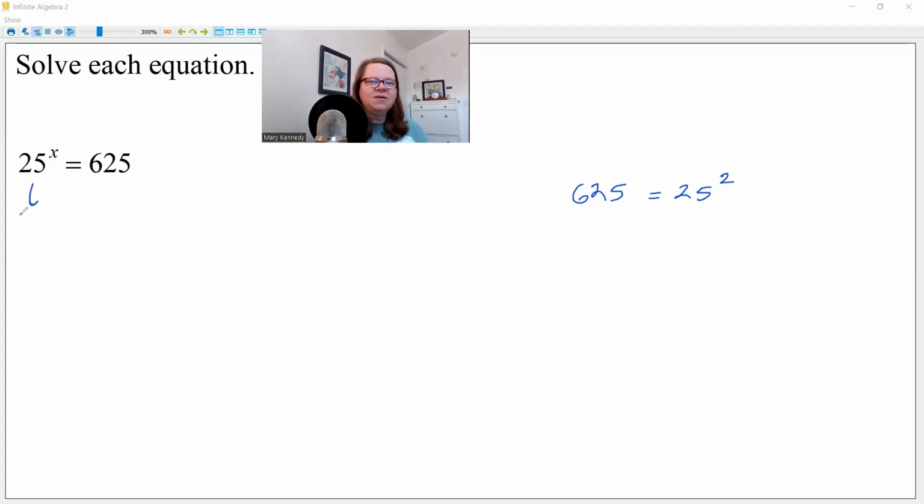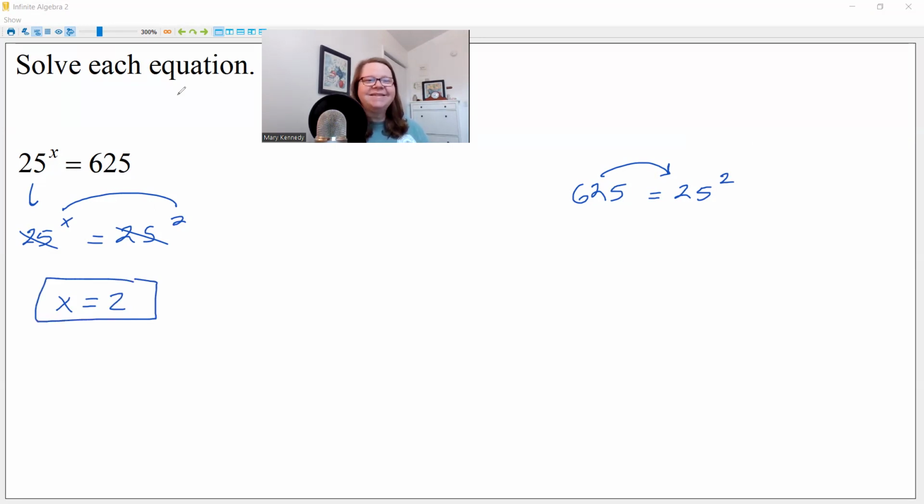So I can bring down 25 to the x like it is, and I can rewrite 625 with what it's equal to. It's equal to 25 squared. Now the bases are the same, and that means the exponents are equal. So I'm going to ignore the bases and just write the exponent part. x is equal to 2. That's the answer to this question. That is the solution to this problem.